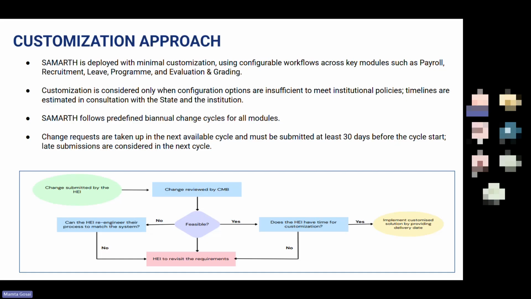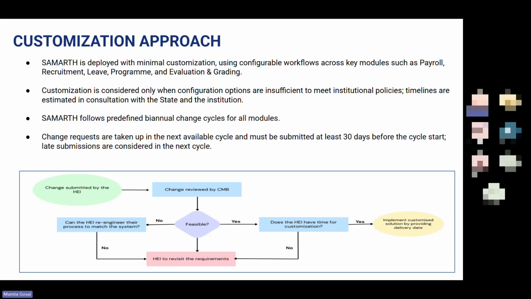Then, if we find that these changes are feasible, and we have enough time for doing those customizations. Let's say you have submitted these changes today and you want them implemented within a week, because next week you're going live for admission. We do not have that much time for customizing that particular module. In that case, we'll tell the HEIs to revisit their requirements and see if we can re-engineer these processes to match the system.